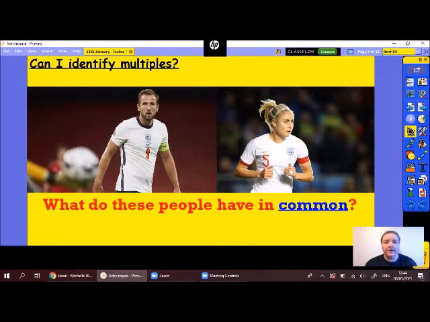So you might know that the person on this side is Harry Kane. So Harry Kane is in the men's England football team. He is in fact the captain of the men's England football team. And the person on this side, this is Steph Houghton, and she plays for the England women's football team. And in fact, again, she is the captain. So what they've got in common, what they share, is that they are the captain of their teams. They're captains of England. So the word common means they have something that's the same.